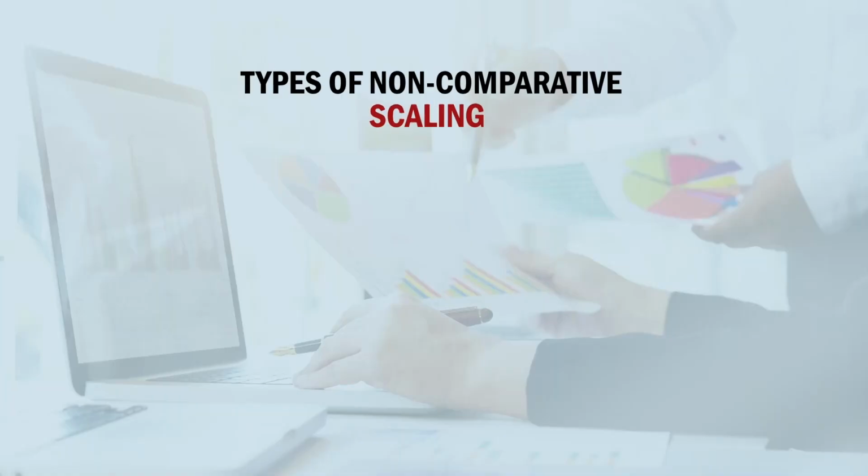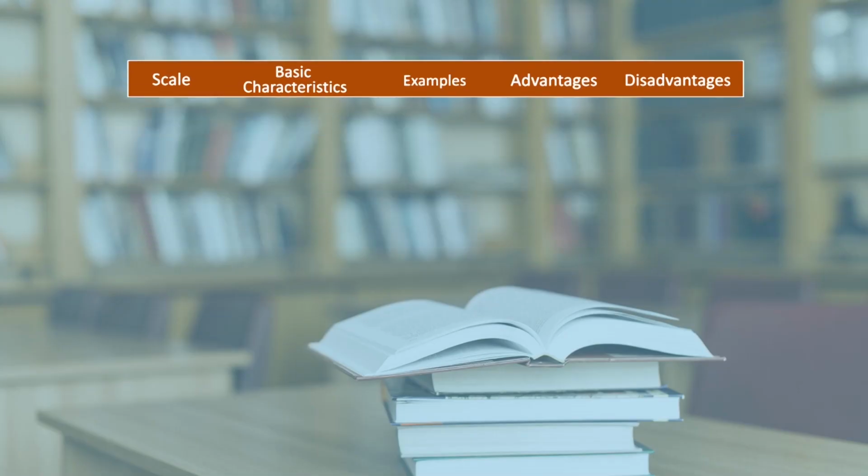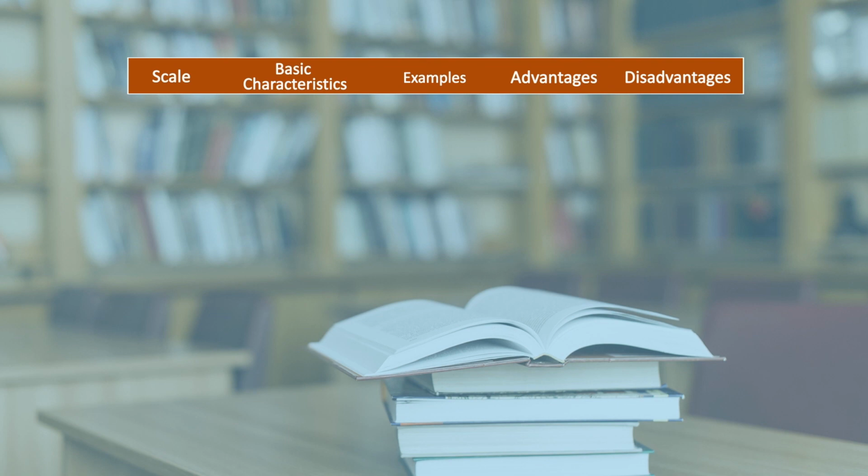That is the reason we have bifurcated into itemized and the other model. So if you see this particular image, which is coming on our screen, we have seen the continuous rating scale and itemized rating scale. If you talk about the continuous rating scale, this is explained with the help of certain things, whereas itemized rating scale is semantic differential, Staple, and Likert. Now there is a chart which is a basic non-comparative scaling chart, which is quite elaborative, and it talks about certain characteristics with certain examples, with advantages and disadvantages.